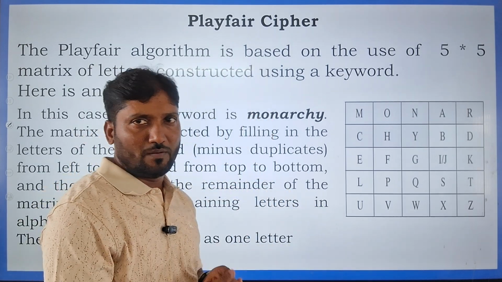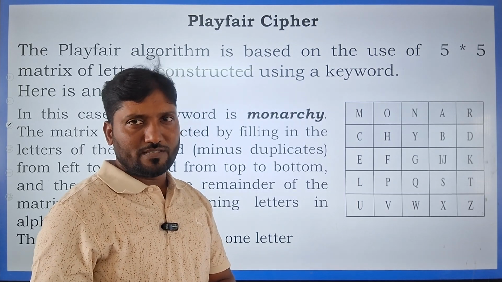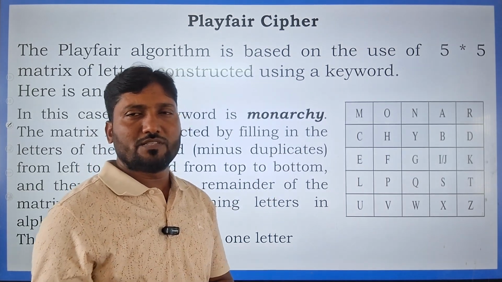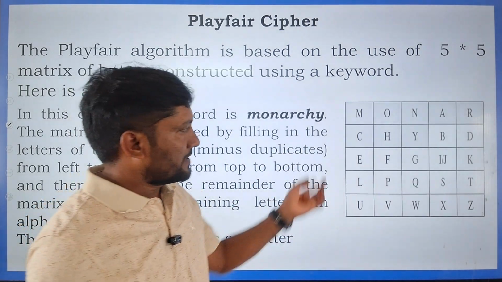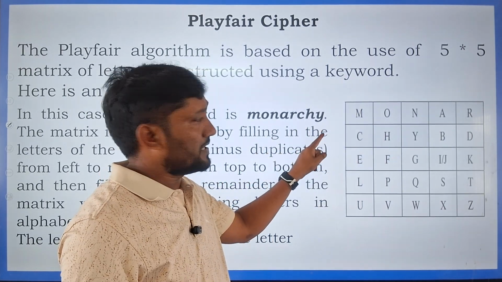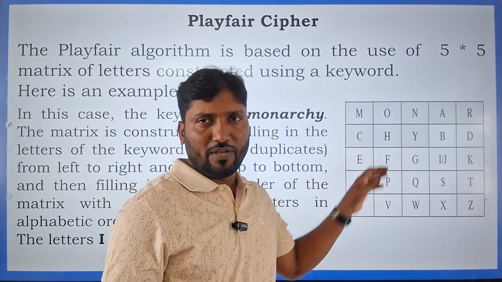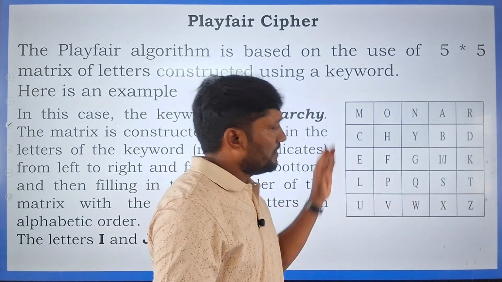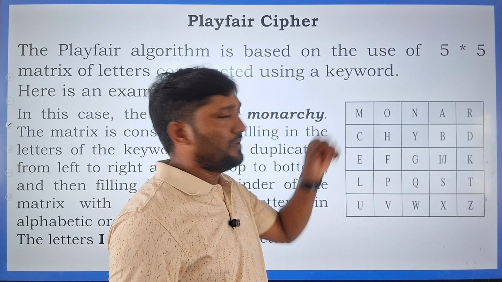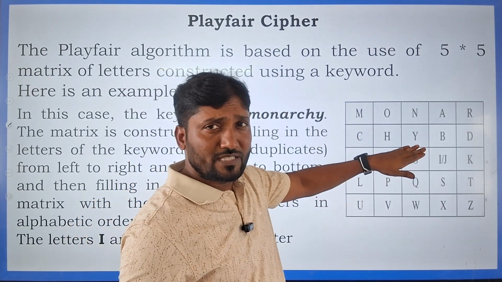In this simple example, I am going to fill the 5 into 5 matrix with the keyword as a secret key. My secret key is MONARCHY. That means the secret key, as a keyword, is filled in first in the 5 into 5 matrix. MONARCHY can be filled in the 5 into 5 matrix, and the remaining cells can be filled with the remaining letters which are not covered in the secret key. That means now MONARCHY is my secret key.